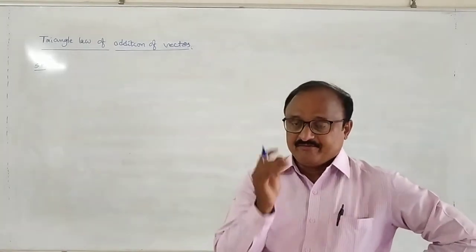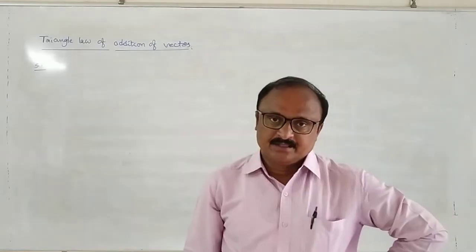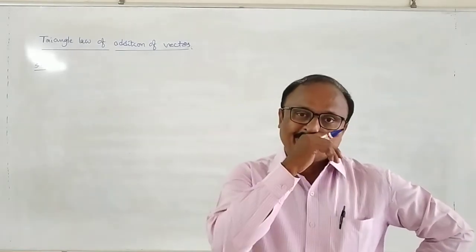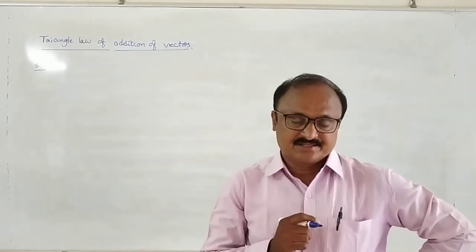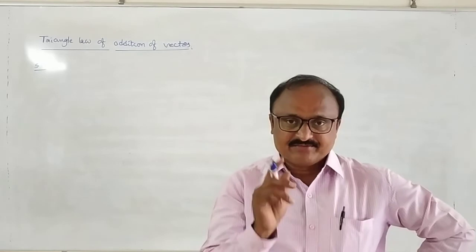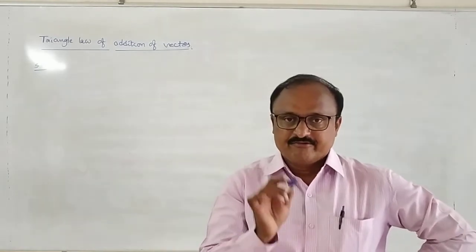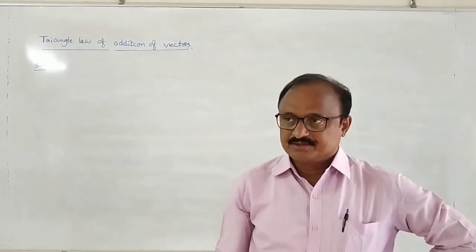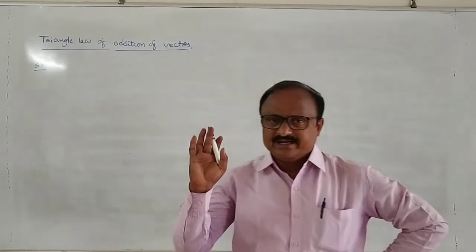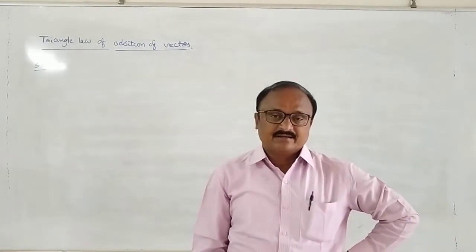For the addition of vectors, we are using three laws. Already I told you, for the addition of two vectors, we are using the parallelogram law of vectors. For the addition of three vectors, we are using the triangle law of vectors. For the addition of more than three vectors, we are using the polygon law of vectors. Already we discussed the parallelogram law of vectors and its applications. Next one, triangle law.